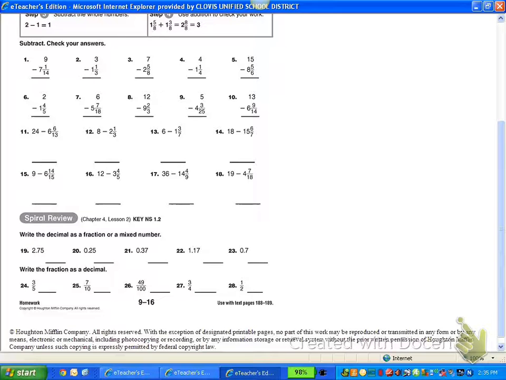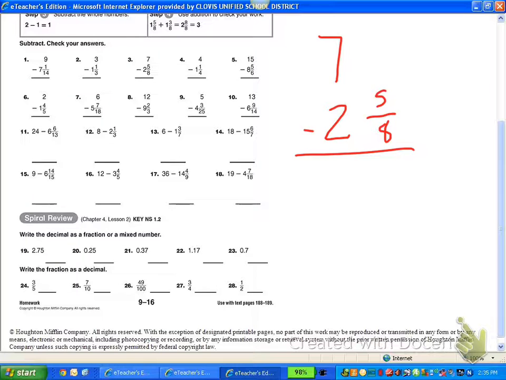Number 3, 7 minus 2 and 5/8. The students should be doing all their work on a separate sheet of paper. There's not enough room for them to do the work in their book. It gets really messy and they put the wrong numbers, or when it's being corrected by another student, they can't see what the answer is. So they know that they need to put the answer in the book, and their work should be shown on another piece of paper.